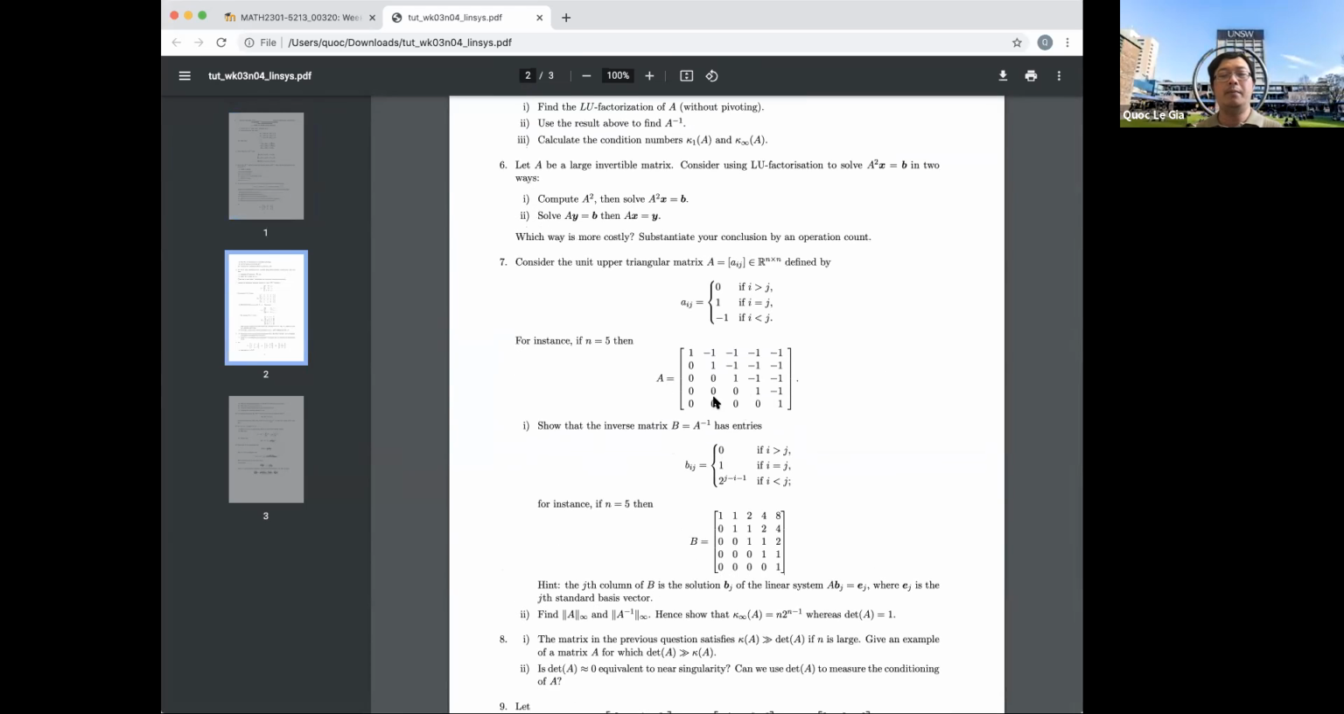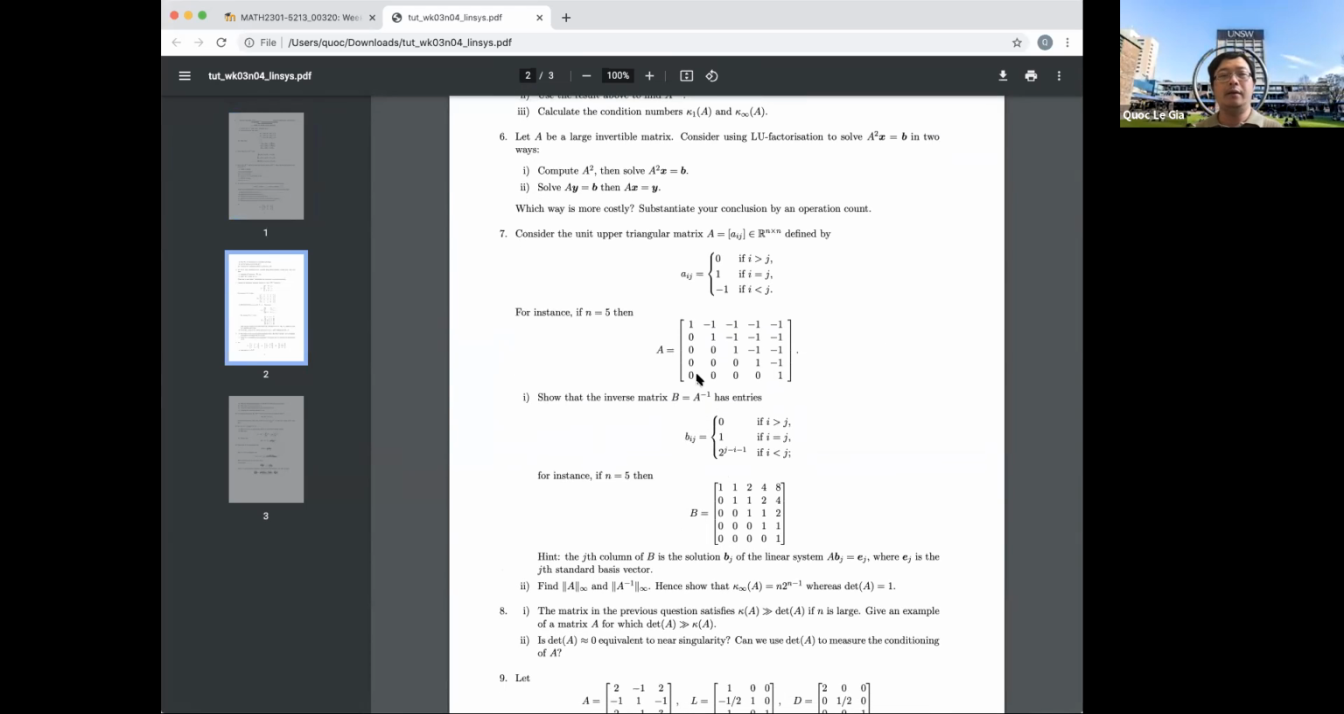So number 7, essentially the whole problem is just saying that the matrix A has a special property: the condition number can grow to infinity for big N, as N goes to infinity. But the determinant is always equal to 1. So A is a very special matrix.